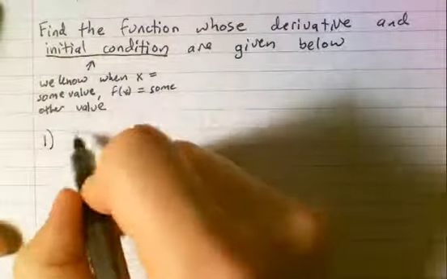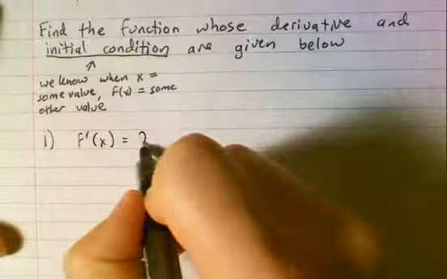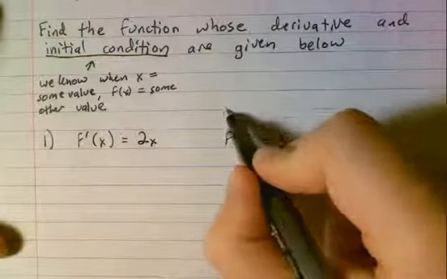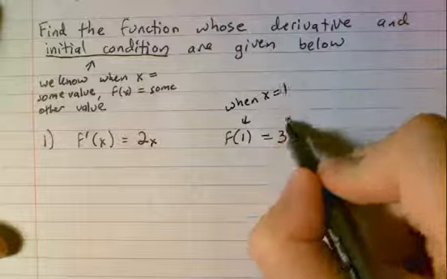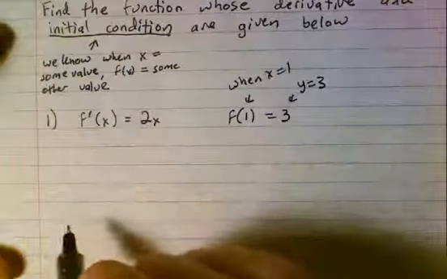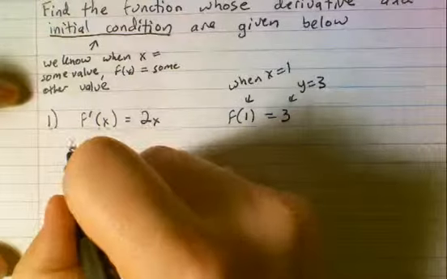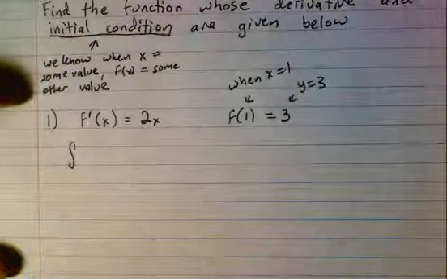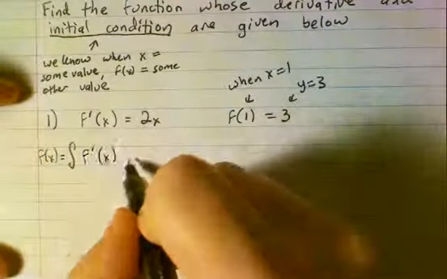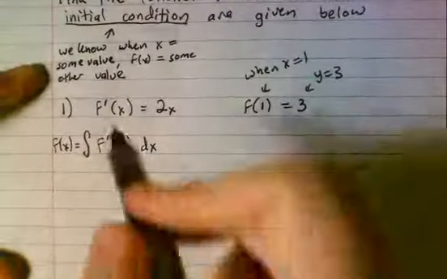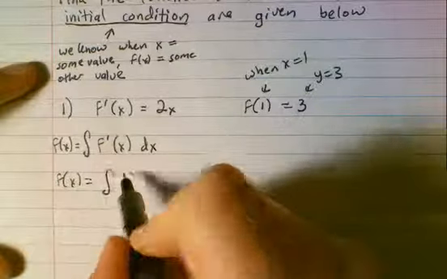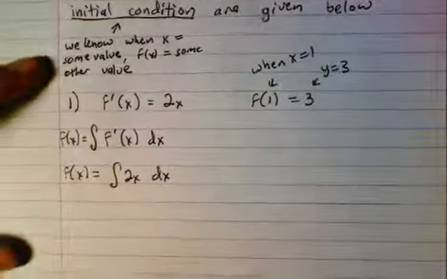Let's say our first problem, we know that the derivative of f is 2x. And we know that f of 1 equals 3. So when x equals 1, y equals 3. So what we're going to do is start off doing our usual antiderivative. We're going to say that f of x is the antiderivative of f prime of x with respect to x. And we know that f prime is 2x, so we know that f of x equals the antiderivative of 2x with respect to x.